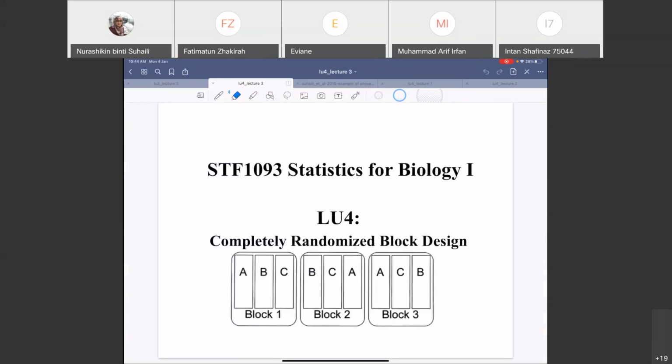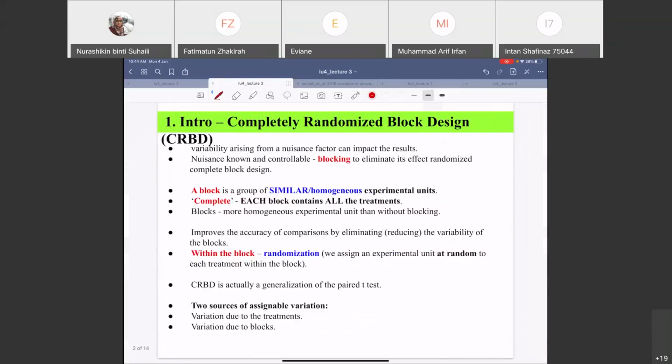The third part will be completely randomized block design. So you can see the additional point here is the block. We have studied this before, but just to give you some more detailed description, the only difference is the block, the addition of blocks. So the earlier one had no blocks. This one is sample. You have sample A, B and C.